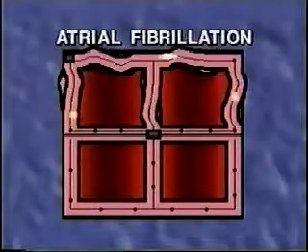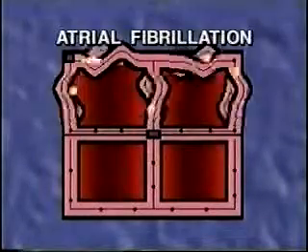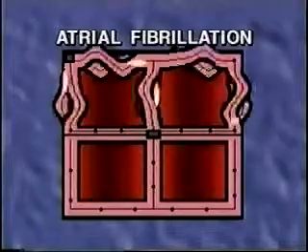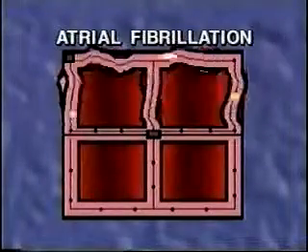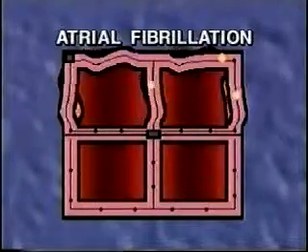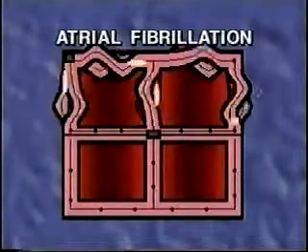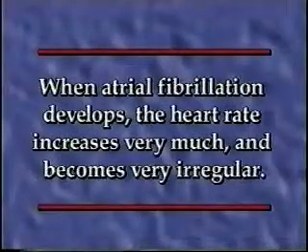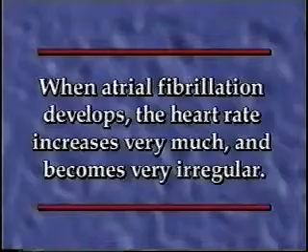electrical impulse. When atrial fibrillation is present, the normal coordinated contraction of the top two chambers is lost. The muscles of the atria wiggle much like worms on the ground. As a result of this, the proper emptying of blood from the top two chambers into the bottom two chambers does not occur, and the efficiency of the heart is markedly reduced. In addition, when atrial fibrillation develops, the heart rate increases very much and becomes very irregular.